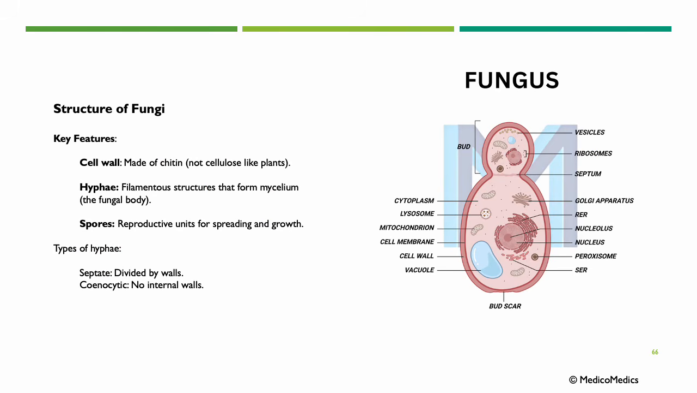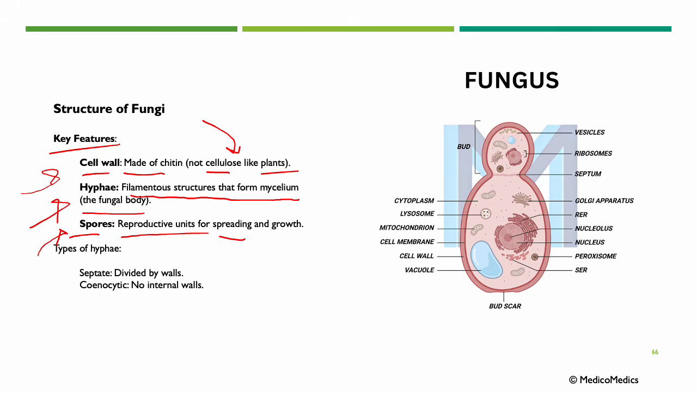Now let's look at the structure of fungi. So key features, we mentioned a cell wall made of chitin. It's not made of cellulose like in plants. And we have hyphae, so filamentous structures that form mycelium, the fungal body. Another important feature are spores. So these are reproductive units for spreading and growth. And we have types of hyphae. So we have septate, divided by walls, and coenocytic, where we have no internal walls.